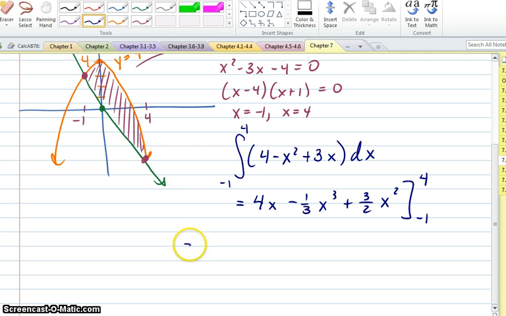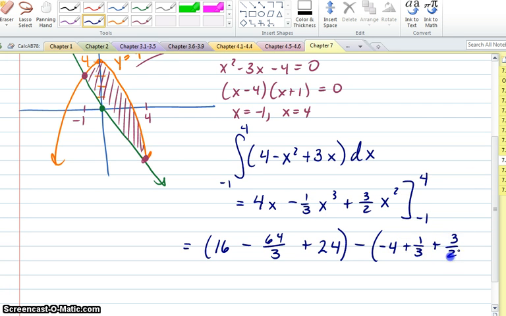And now plug in 4. So you have 4 times 4 is 16. Minus 4 cubed is 64, so you get 64 thirds. Plus, when you plug 4 in here, you get 16 times 3 is 48, divided by 2 is 24, so it actually turns out pretty nice. Minus, when you plug negative 1 in, you get negative 4. Then you get negative 1 times a negative 1/3 is positive 1/3. And then plus 3 halves here at the end.